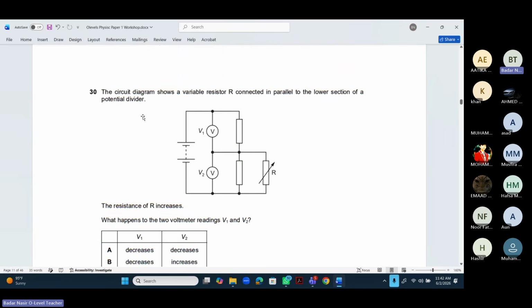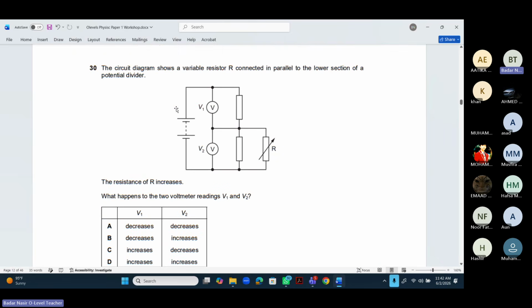Next में the circuit diagram shows a variable resistor R connected in parallel to the lower section of a potential divider. The resistance of R increases. What happens to the two voltmeter readings V1 and V2? Okay, so अब आपसे कह रहे हैं कि circuit diagram shows a variable resistor R connected in parallel to a potential divider. Resistance of R increases. So इसकी resistance increase हुई है. What happens to the voltmeter readings V1 and V2?